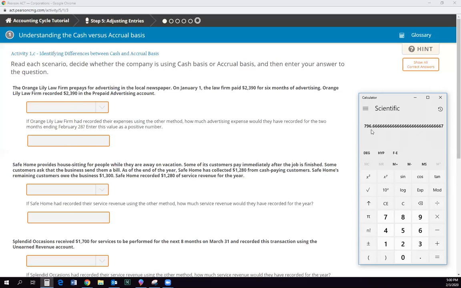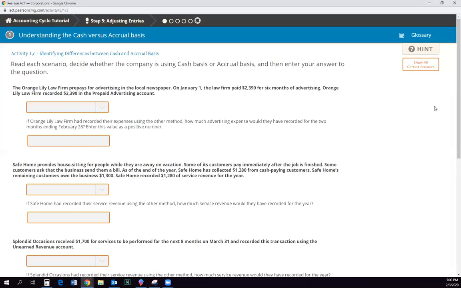Under an accrual basis, we would take off 1/6 of that each month, right? We would record that as an expense. But under the other method, which would be a cash basis, we would go ahead and just write off the whole amount as an expense when we pay it. So $2,390.